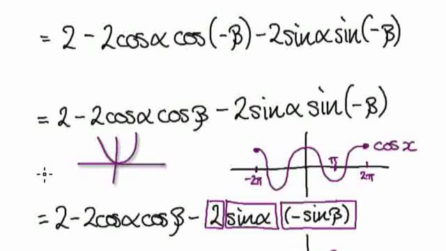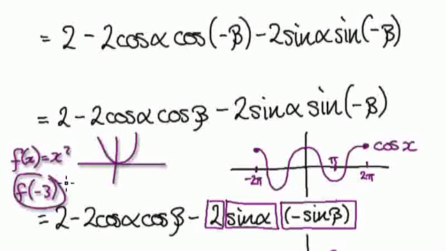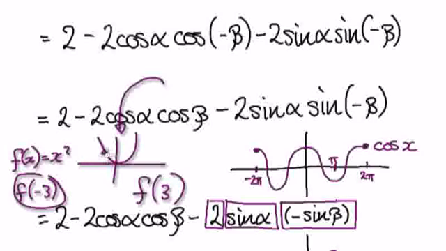It's like me giving you y equals x squared. Let's just say f of x equals x squared. Rather than finding f of minus 3, doing minus 3 squared, I could just do f of positive 3, because this is an even function. It would be the same thing, so I can just ignore the minus.